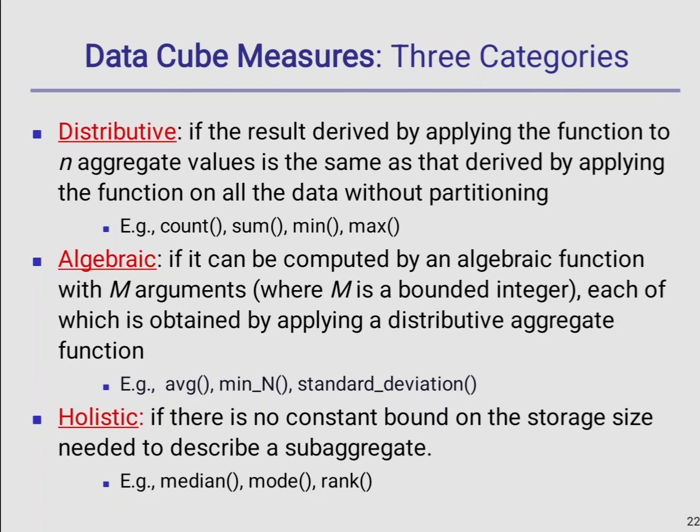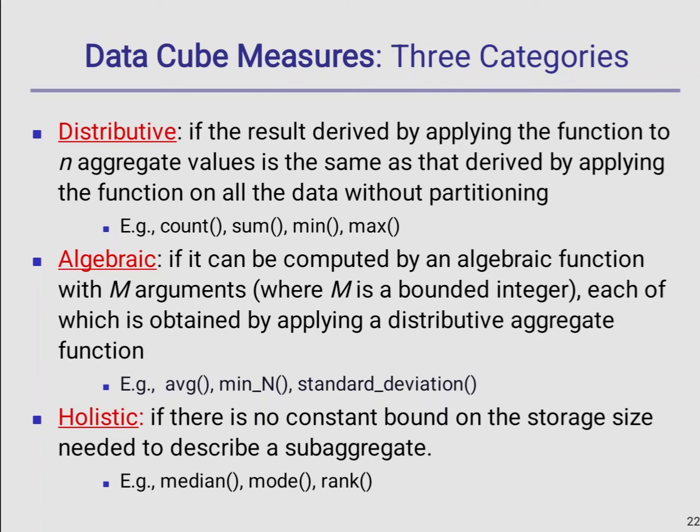A distributive data cube measure is one where the result derived by applying the function to n aggregate values is the same as that derived by applying the function on all the data without partitioning. This is nothing but count, sum, min, max. You will obtain the same result if you aggregate all the values and apply the function to it, or apply the function to all the data without partitioning. So you'll get the same count, same sum, and same min, max. So this is a distributive data cube measure.